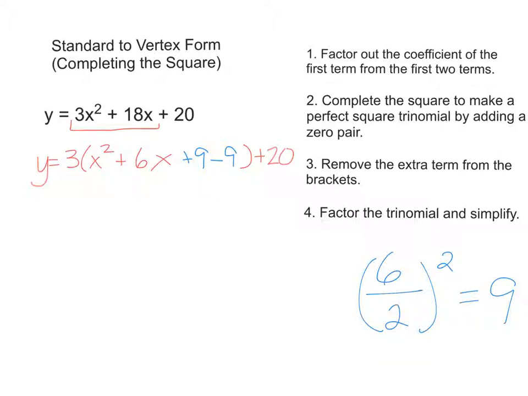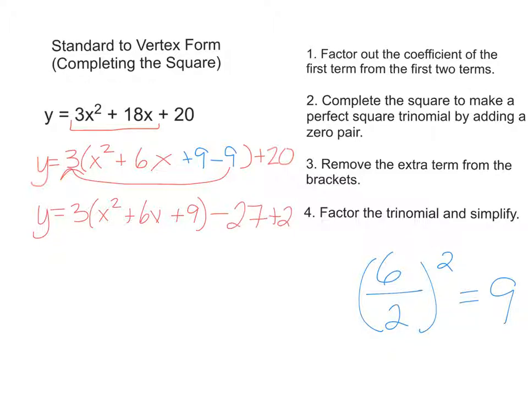Now the third step, remove the extra term from the brackets. Which one's the extra term? That minus 9, that one that we added just to make it a 0 pair. So now it's going to look like this. Y equals 3, x squared plus 6x plus 9. And then we want to take that negative 9 out. When we take it out, it needs to multiply by the coefficient in the front. So it doesn't come out as a negative 9, it comes out as a negative 27. And the plus 20 is still there.